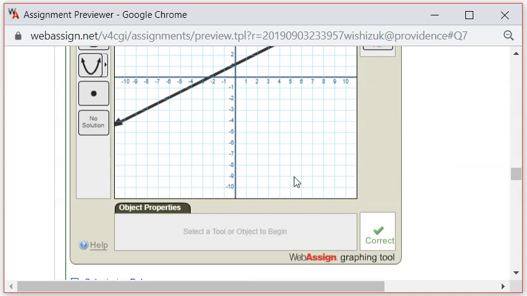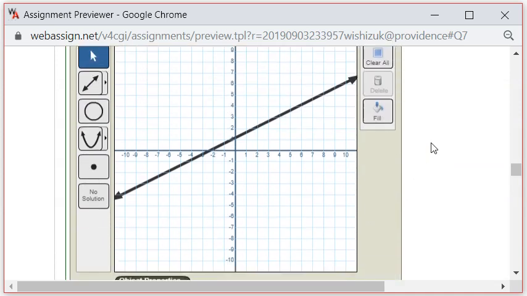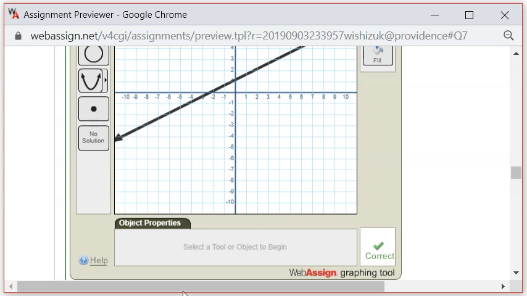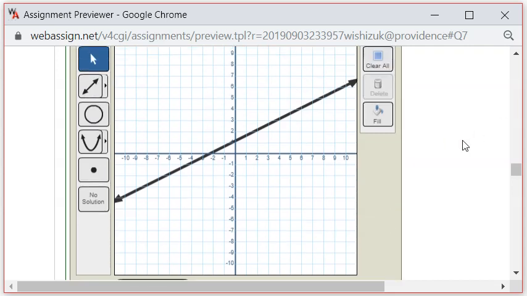All right, I came back and looks like we got the correct picture as well. All right, that's it. I hope that this was clear.